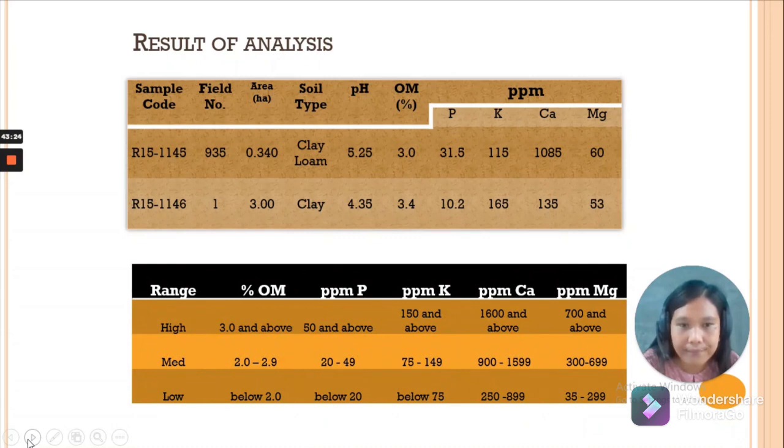Okay, class, you are familiar with the symbols for phosphorus, potassium, calcium, and magnesium. There is also an interpretation: 150 and above for K is high. If you check close enough, this is 115, so potassium is medium. The calcium here is low, and this one is also low. Here the calcium is medium. This is how you interpret magnesium.